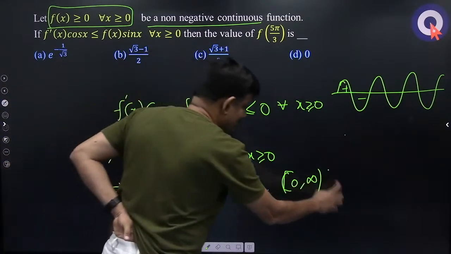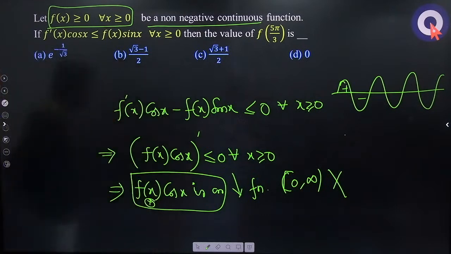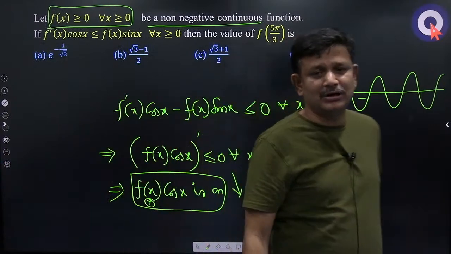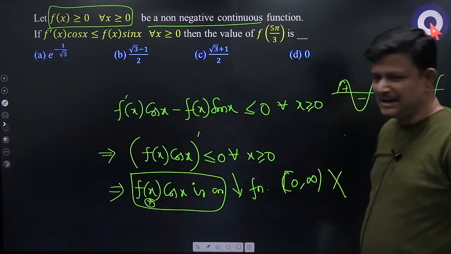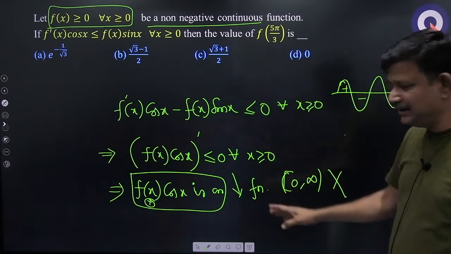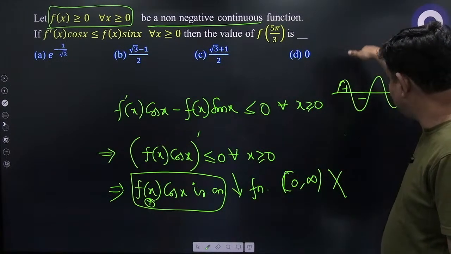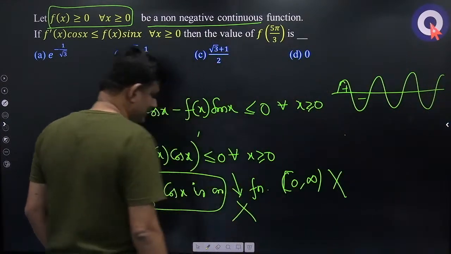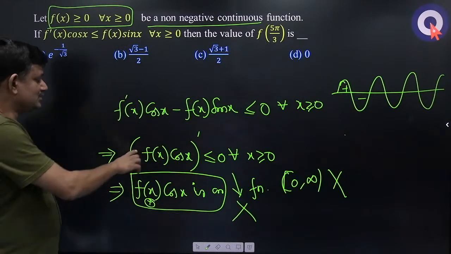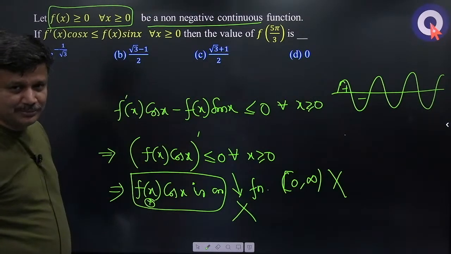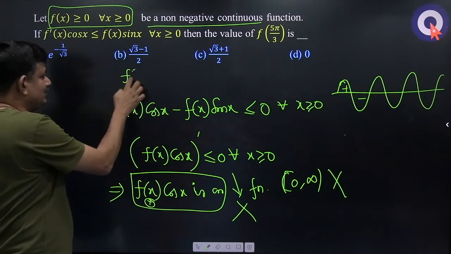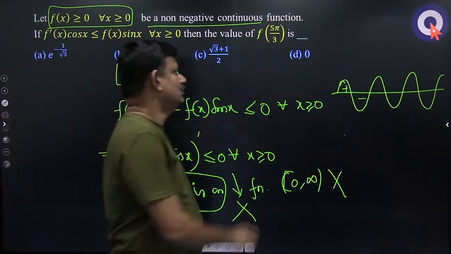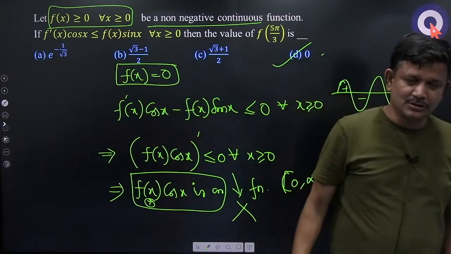Then our assumption that this is a decreasing function is wrong. Then what is the possibility? It can only be a constant function. F of x has to be 0. It cannot be an entirely decreasing function because it is partly increasing and partly decreasing. So what is the only other possibility? F of x should be a constant function 0. Only then this is possible. So what is your answer? F of 5 pi by 3 should also be 0.